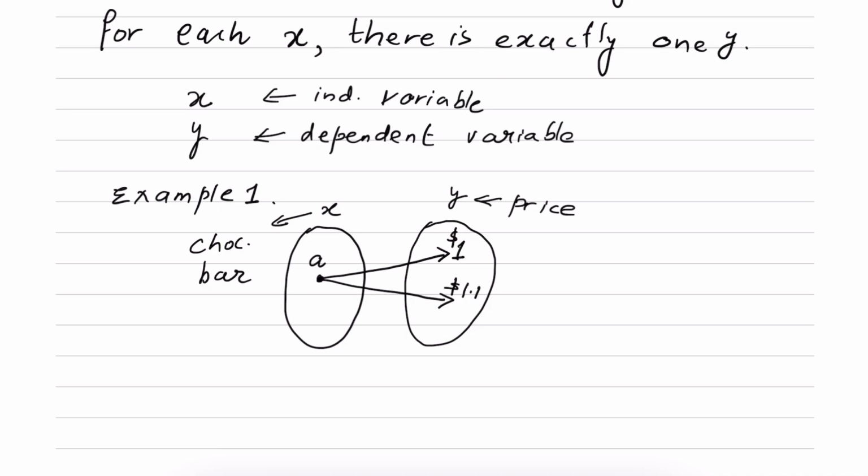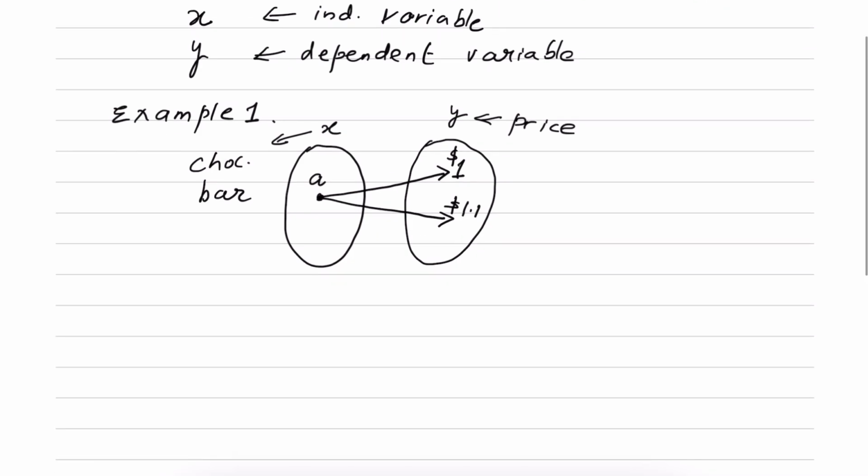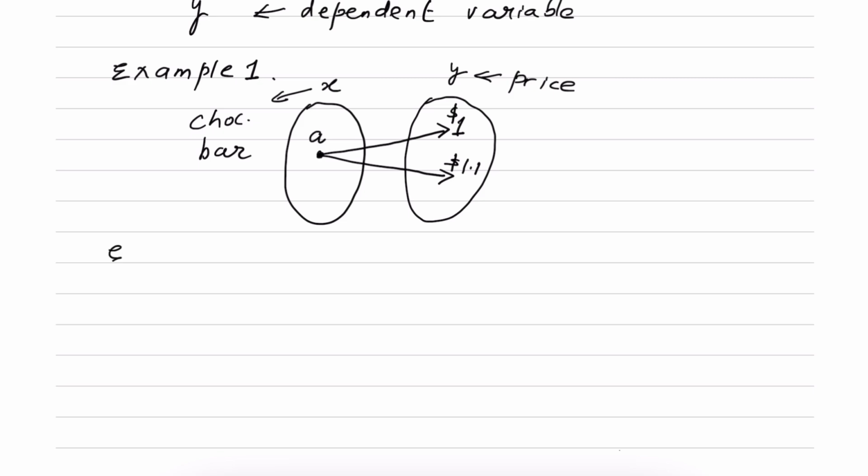Let's check whether this description satisfies the definition of a function or not. The function definition says that for each x there is exactly one y. In this case, one x value, which is A, is associated with two y values. So the definition of the function is violated here. So we will say that this picture does not represent a function. Moving on, let's look at another example.